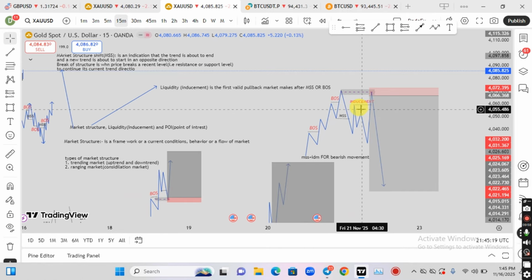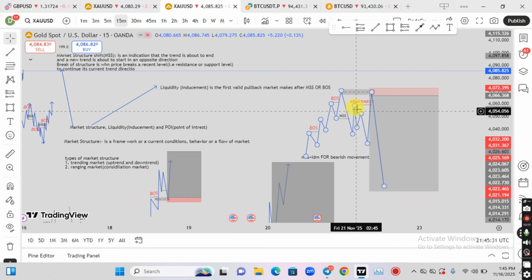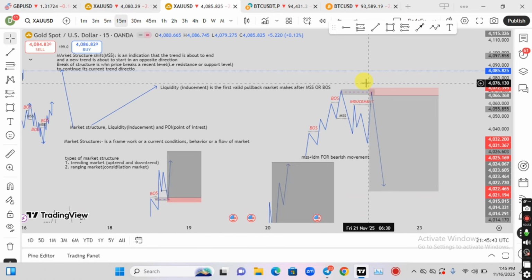So I've taught you two parts of the trading strategy, right? We have the market structure, which is when price breaks the recent low and then starts to change direction. Then inducement, which is the first pullback after a market structure shift or a break of structure. The third thing is the point of interest, which can be my break of structure or my breakout block. We'll look into that, but what we are talking about now is the inducement part.